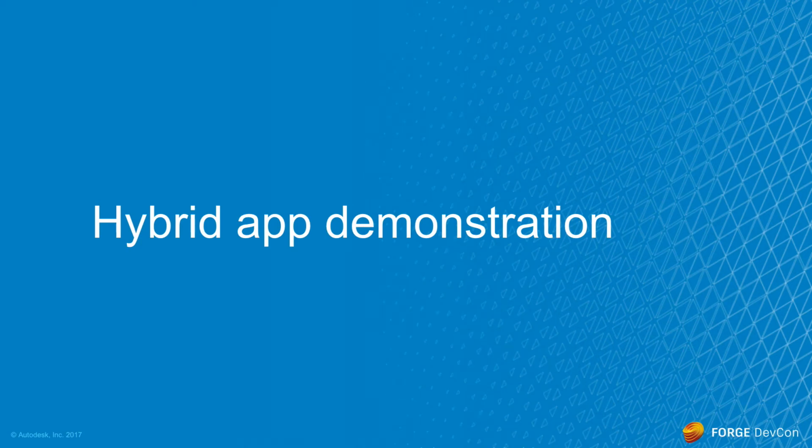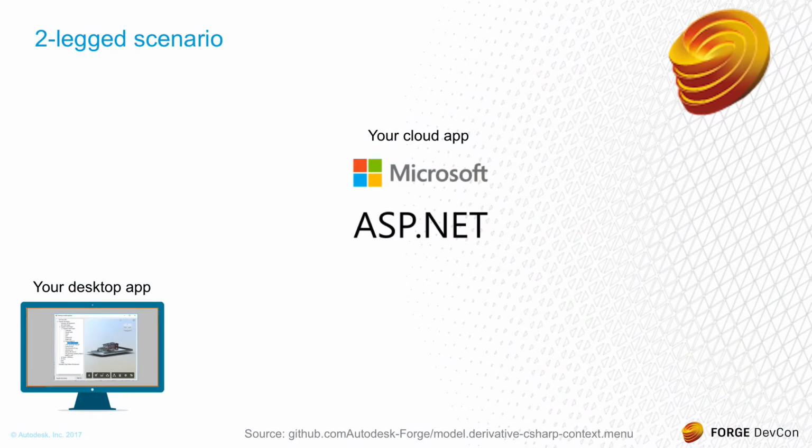So let's do a quick demonstration of those hybrid applications. Let's start with a two-legged scenario. In that case, the application is connecting directly to Forge to get the data. There is no user login and sign in. Just your application is transparently using Forge APIs to allow any features.